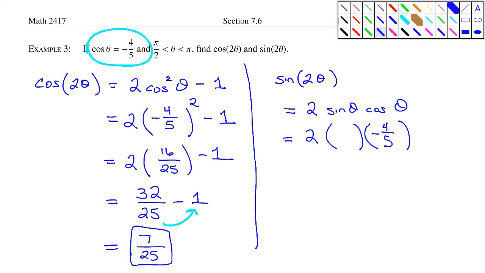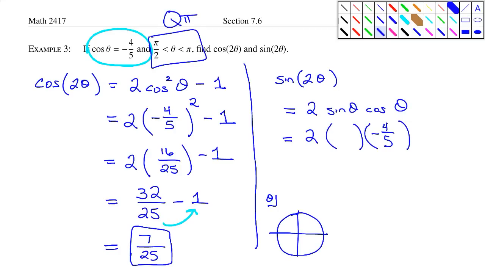To find the sine of theta, we need a theta circle. We know that theta is in quadrant 2. And so draw that over here. We know that the cosine of theta is negative 4/5. So negative 4 is the x, 5 is the radius, and that makes 3 the y value using a 3, 4, 5 triangle. Therefore, the sine of theta is 3 over 5, the y over the r. And then multiply these together, and you get negative 24 over 25.